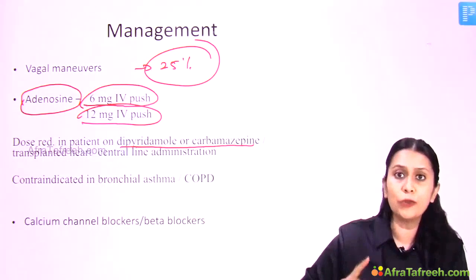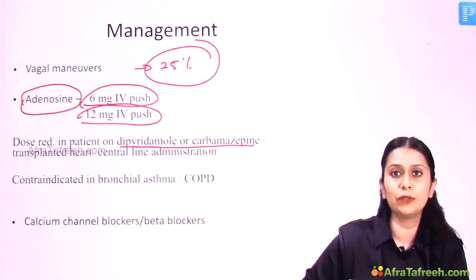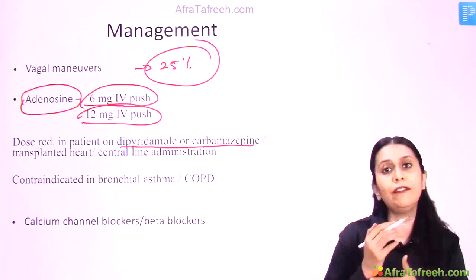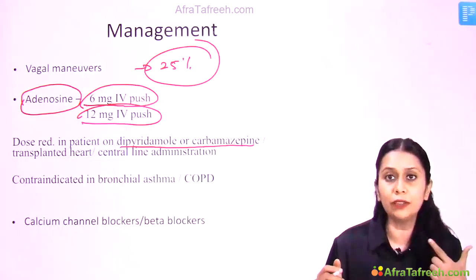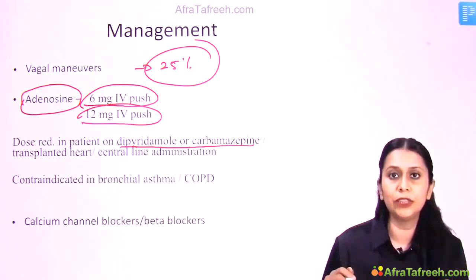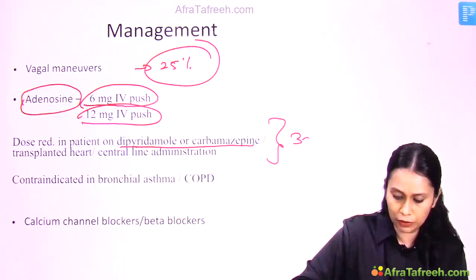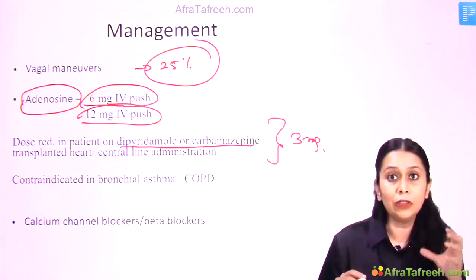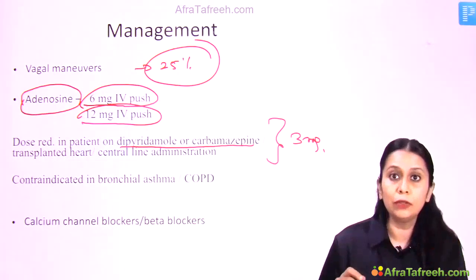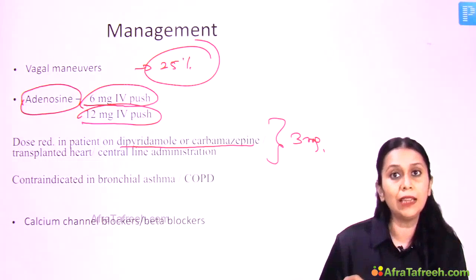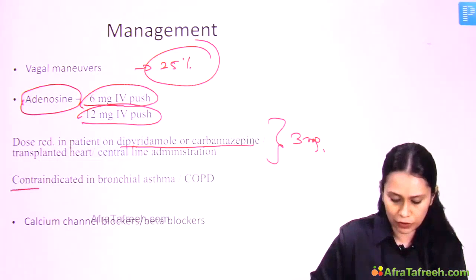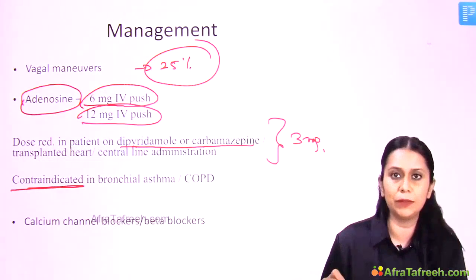If the patient has a transplanted heart, again the dose has to be reduced. And instead of a peripheral line, if I am giving adenosine through a central line, then again the dose has to be reduced to 3 milligram. And adenosine causes bronchospasm, so it has to be avoided in asthmatic and COPD patients. So it is contraindicated in asthmatic and COPD patients.